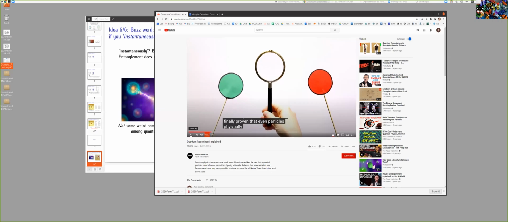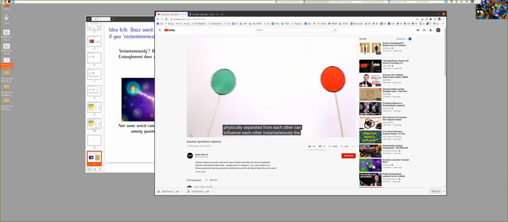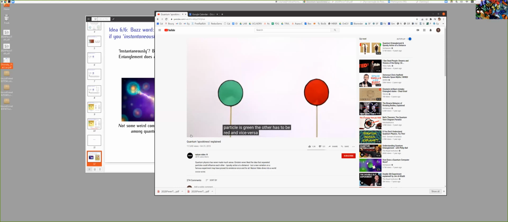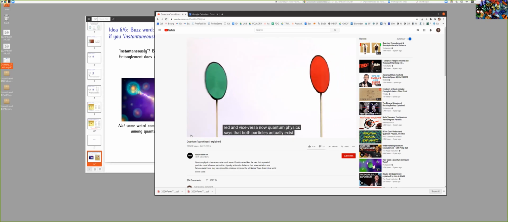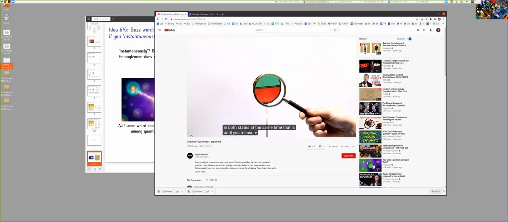Even particles physically separate into each other instantaneously. The experiment is called a Bell test. The theory implies tiny particles like electrons or photons can be in different states, being represented by red and green. But in the Bell test, the two particles are entangled, which means that when one particle is green, the other has to be red, and vice versa. Now, quantum physics says that both particles actually exist in both states at the same time. That is, until you measure them.